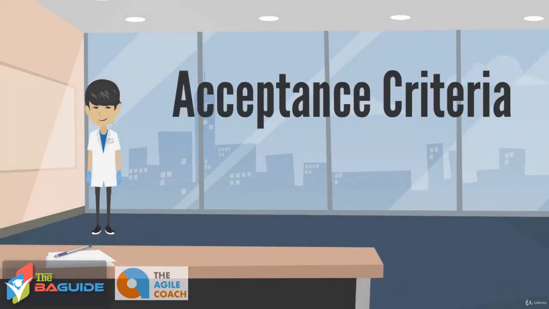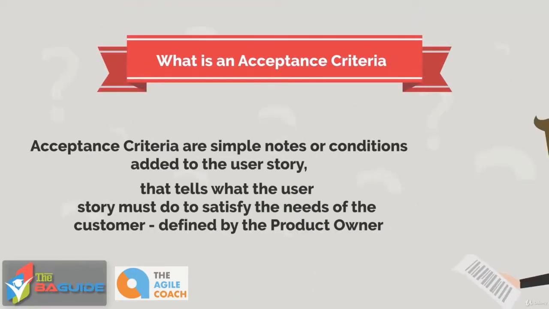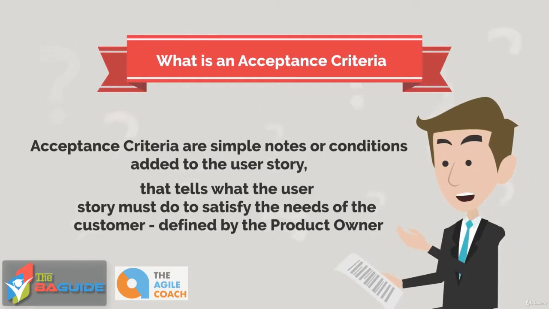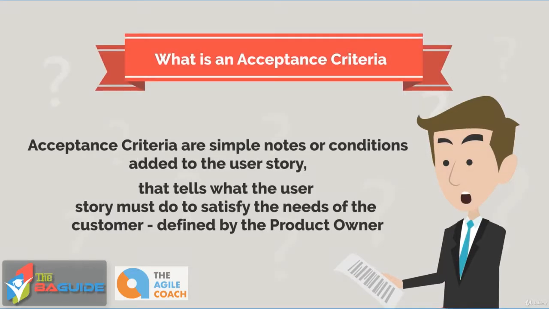Acceptance criteria are simple notes or conditions added to the user story that tell what the user story must do so that it can satisfy the need of the customer that is defined by the product owner. It should be clear, concise, and the product owner should be able to verify it.